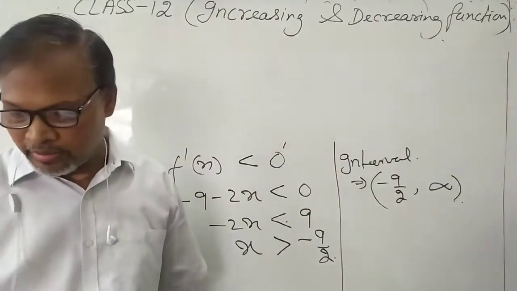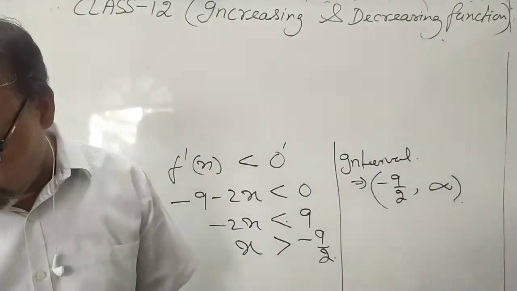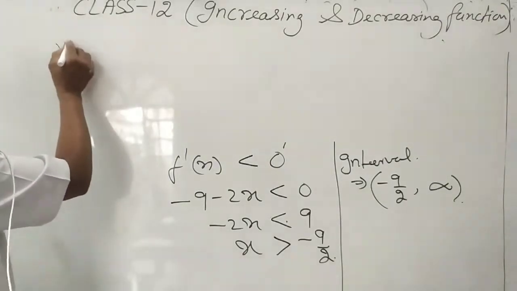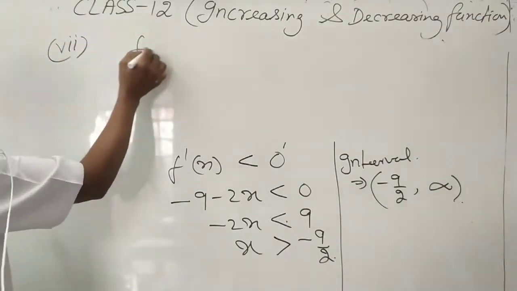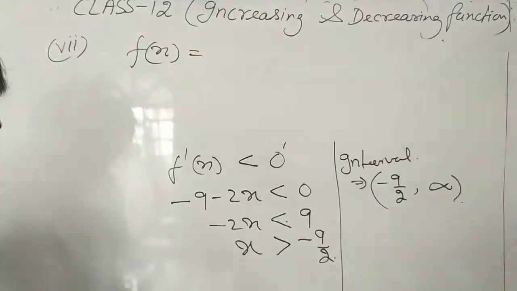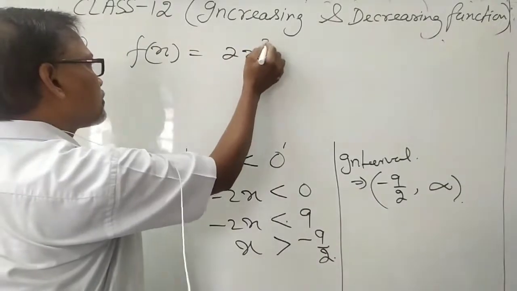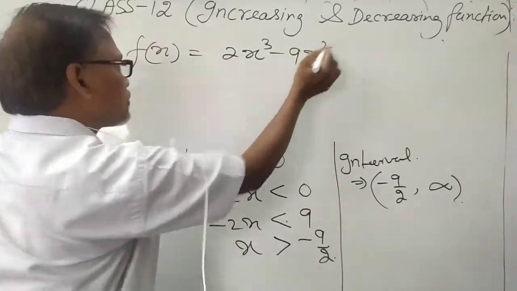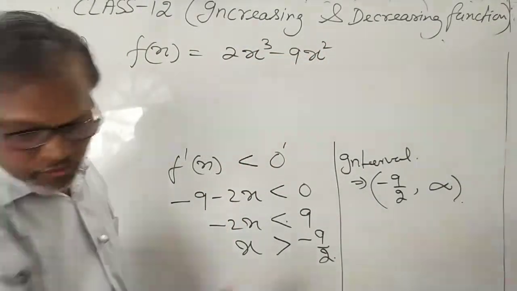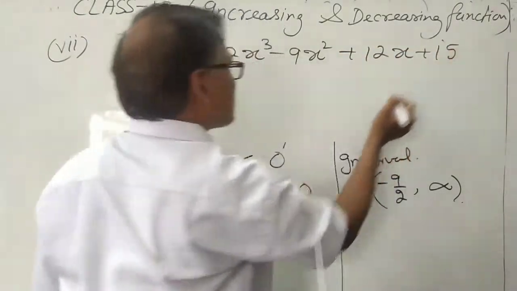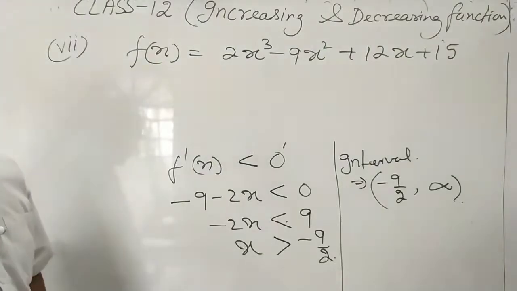Second, one more part of this question, like the seventh part. f(x) is equal to 2x cube plus 12x, and you have to find the interval.